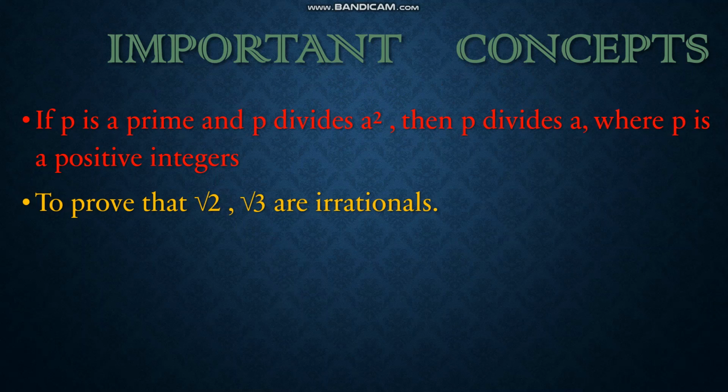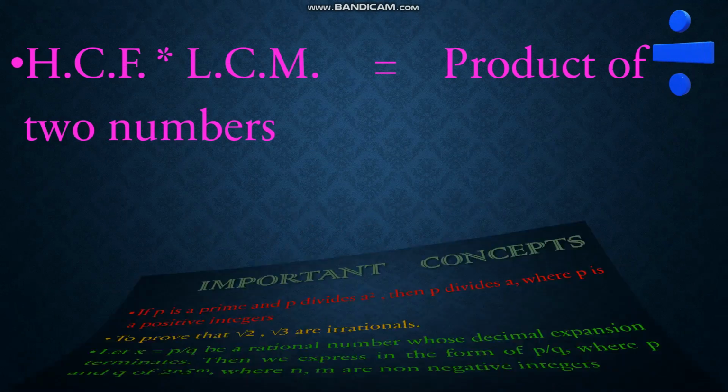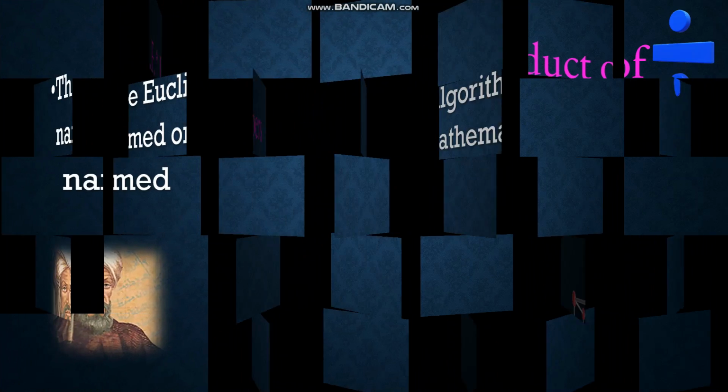To prove that root 2, root 3 and the numbers which are in root are irrational. Let x equals p by q be a rational number whose decimal expansion terminates. Then we express it in the form of p by q, where q is of the form 2 to the power n and 5 to the power m, where n and m are non-negative integers. HCF into LCM is equal to the product of the two numbers.